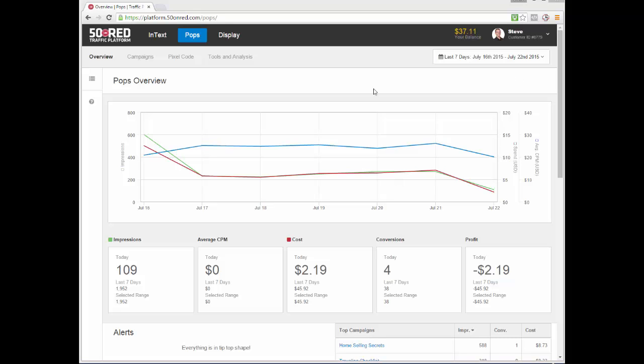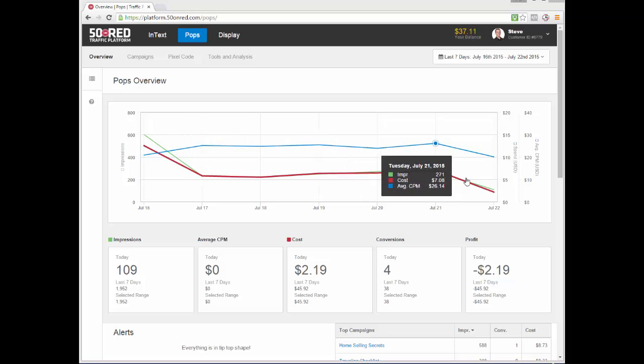So I've just logged into 50onRed. This is a startup screen. It shows by default the last 7 days. And for that, it shows each day what your impressions have been, your cost, and your average cost per 1,000 views. So you can see as it goes along for the week how it's changed.